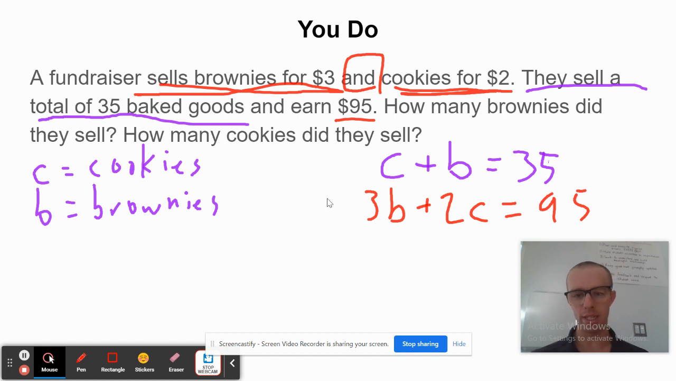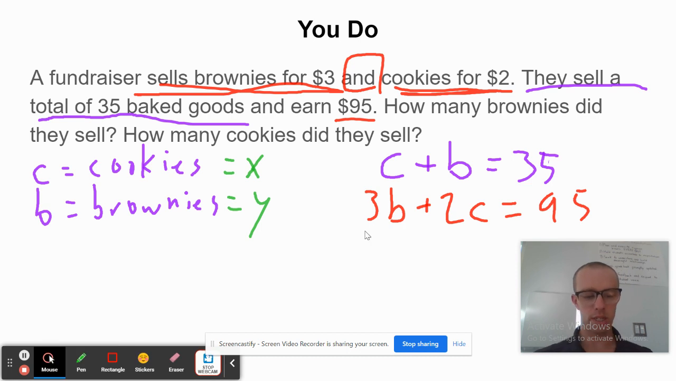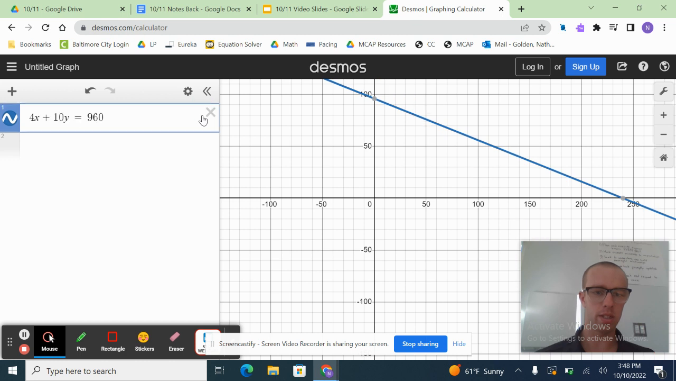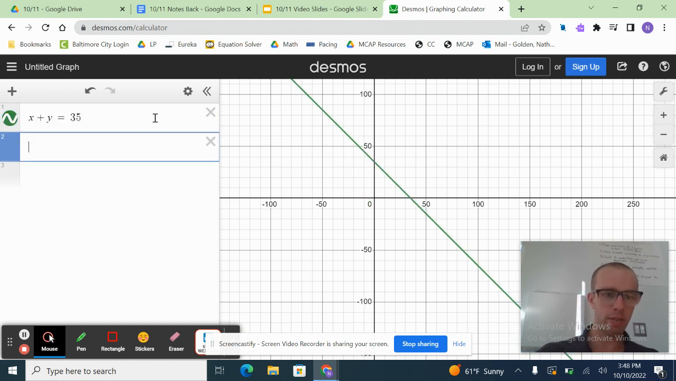All right. And so now I can plug these into Desmos. Well, actually, before I do that, I need to designate what's going to be what. I'm going to say cookies is X and brownies are Y. All right. So let's pop over to Desmos. I guess when I hit escape, all my writing goes away. It's annoying. So, all right, we had X plus Y equals 35.